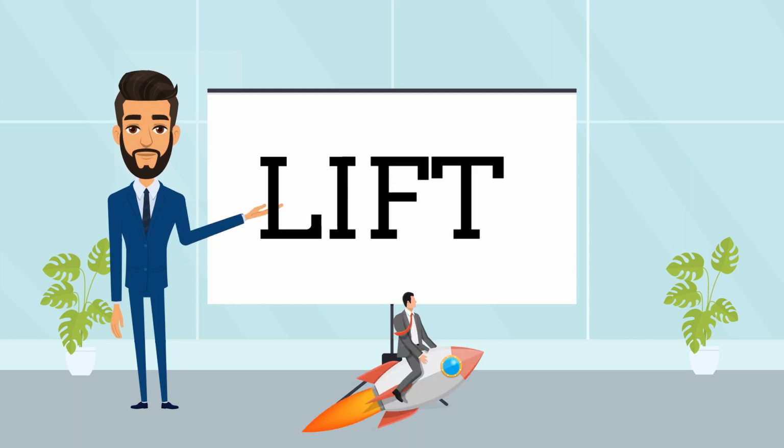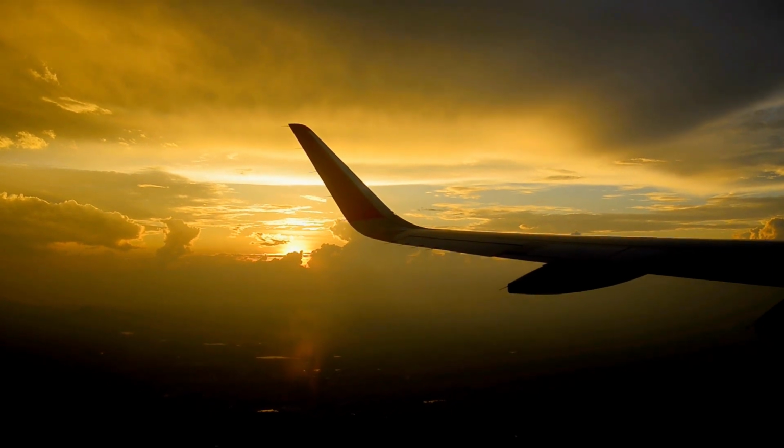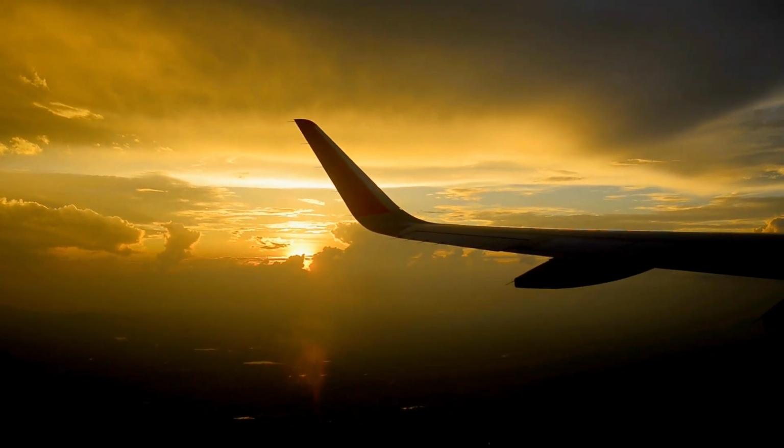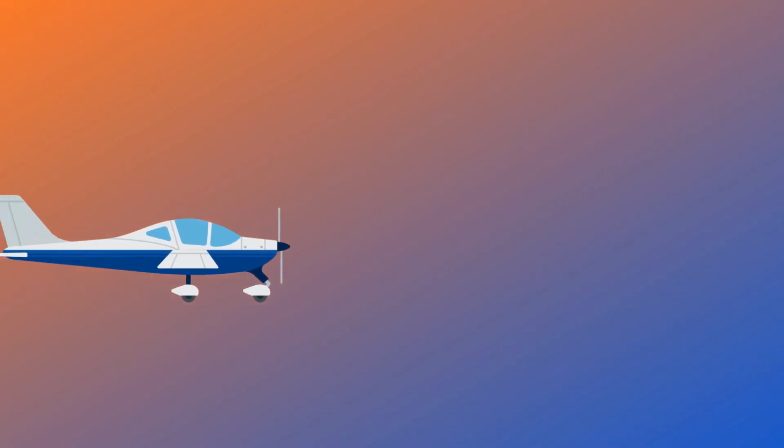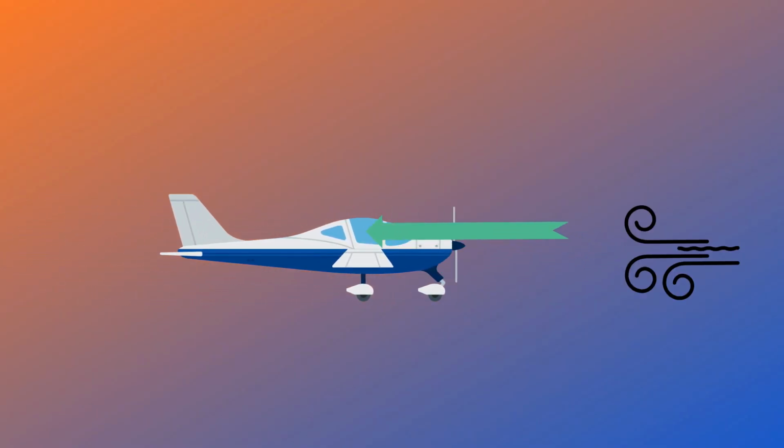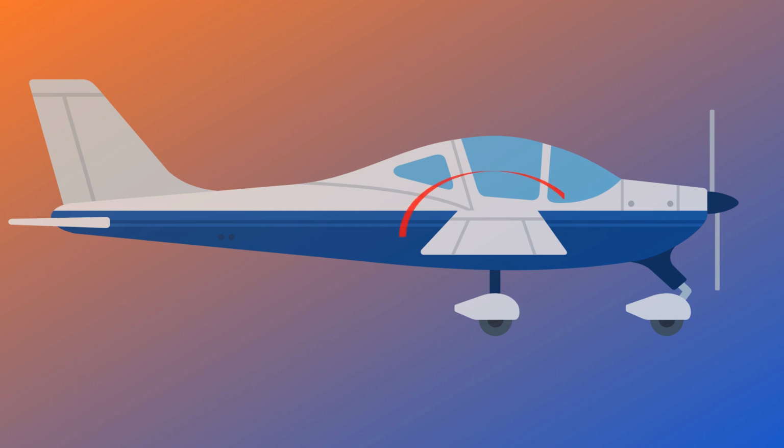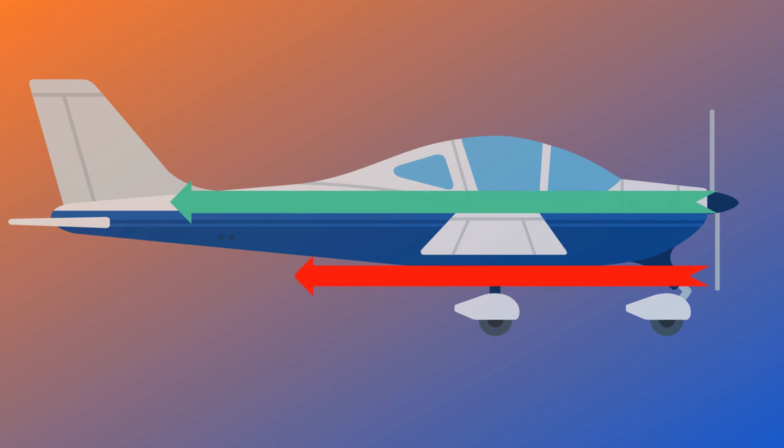Let's start with lift. Obviously, lift is generated by the wings, but how exactly does that happen? When the airplane is moving forward, the air passes over the wing, but also under the wing. And because of the unique shape of the wing, which has a curve in the upper side, this curve makes the airflow pass over the wing at a greater speed than under the wing.